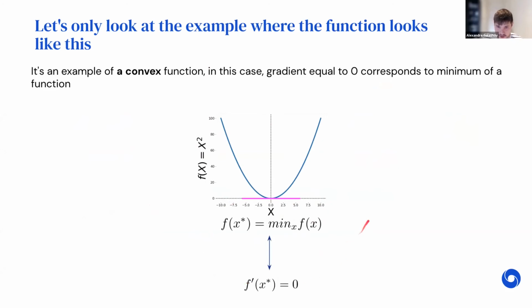But if we just look at these functions, which look like that, the derivative here is 0, and it will always correspond to the minimum. So these functions are called convex functions. And in this case, you basically always have this nice property. And okay, we can say, Alex, thanks for giving us this information, but why do we need that at all?